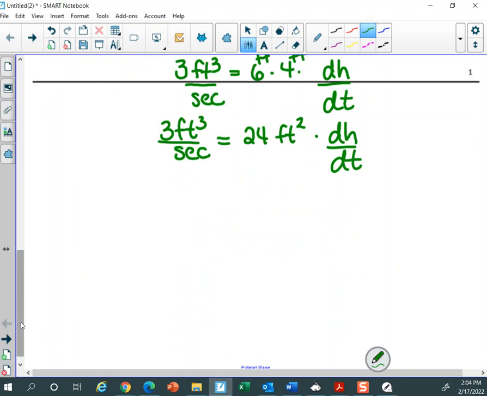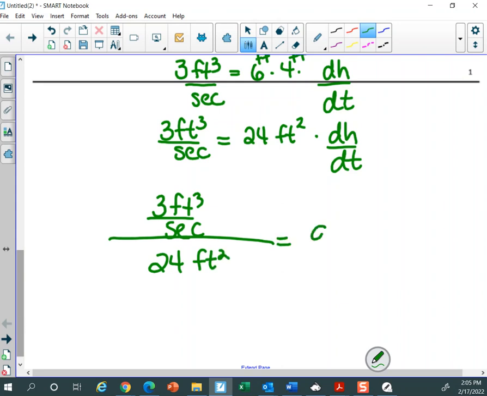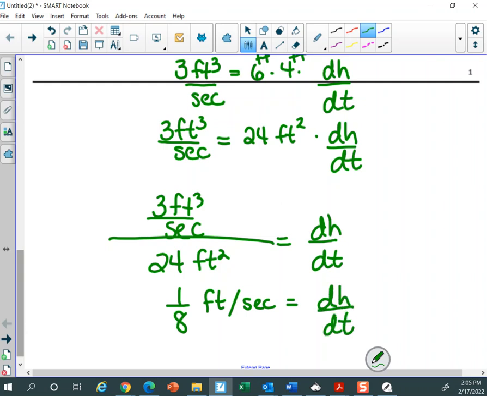Because it's not 24 divided by 3. It's 3 divided by 24. Right? So 3 cubic feet per second divided by 24 square feet is 1/8. And you could put a decimal here. I'm doing all of these right now without a calculator, but if you had a calculator and wanted to give that as 0.125, you could.